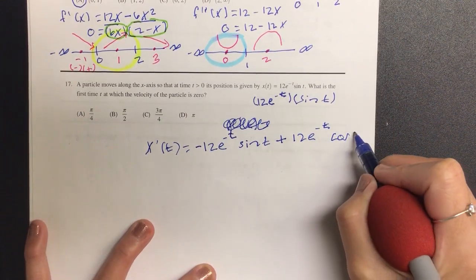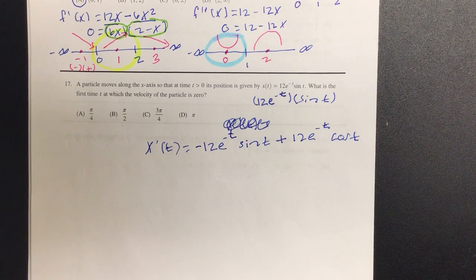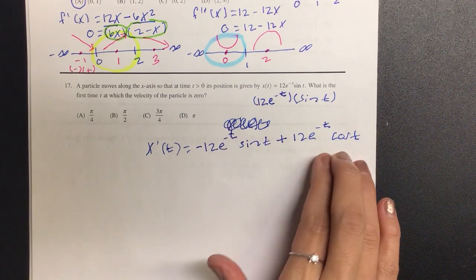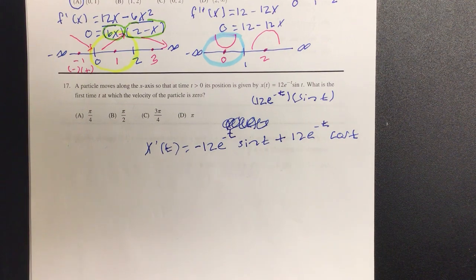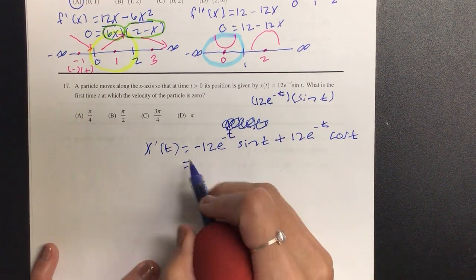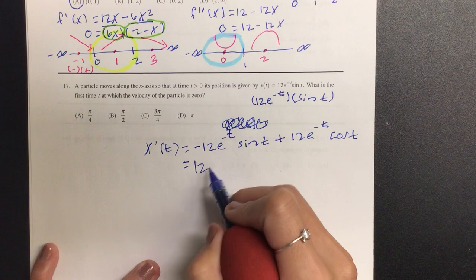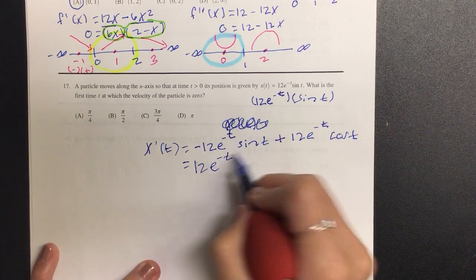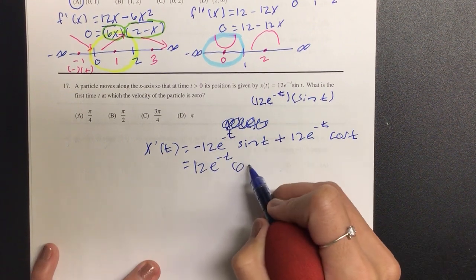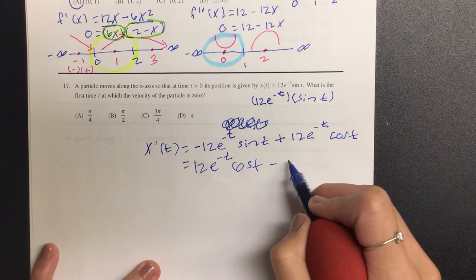Cosine. Now, just to avoid confusion, I'm going to rewrite this. I'm going to move the first one to the right, one to the left, for a good reason. If you don't want to do that, that's fine. Something about having a positive value at the beginning allows us to think a little bit better, at least for me. Minus 12.